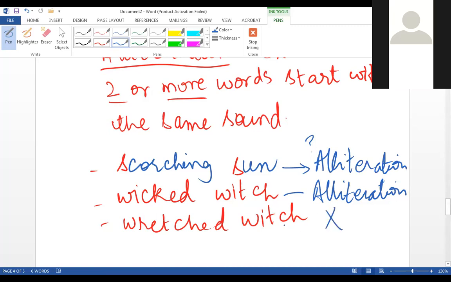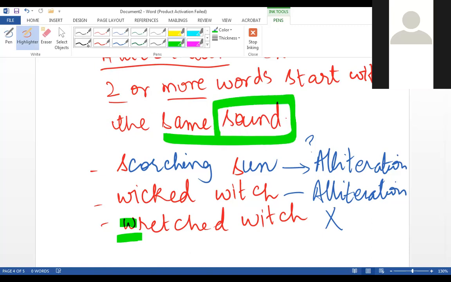No, this is not an alliteration. What was I saying about scorching sun? Okay. This is an alliteration because over here W is silent. It will be pronounced as wretched witch. You see, W is silent. The statement says two or more words start with the same sound. It says the sound. It doesn't say the alphabet. It talks about the sound. Wretched witch. Wicked witch. Alliterations. These two have the same sound. Alliteration.